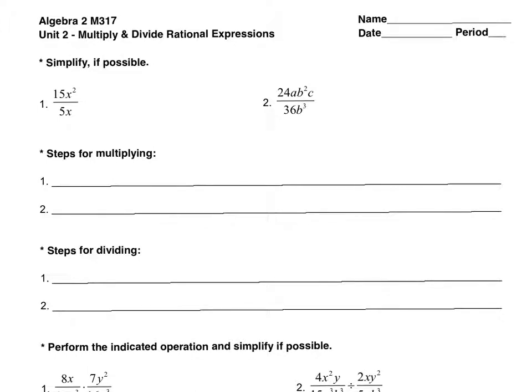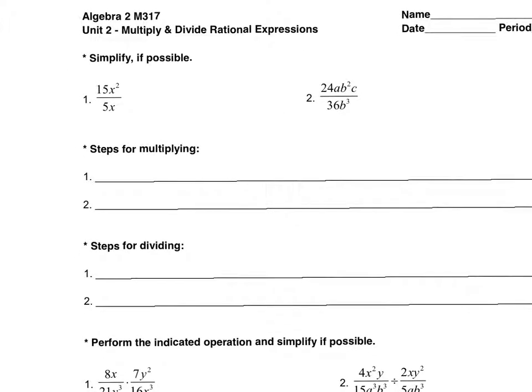The first thing we're going to do is take a look at how to simplify. Okay, so 15 over 5 gives me 3, and then we have x squared and x, which just cancel to x. Okay, stuff you've seen before.